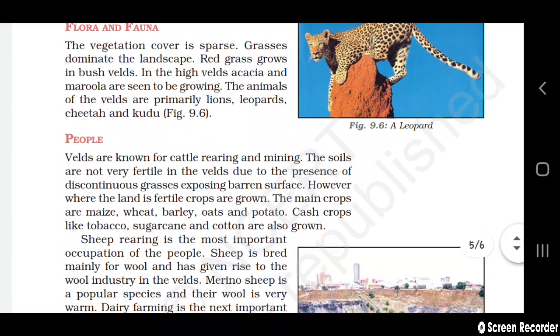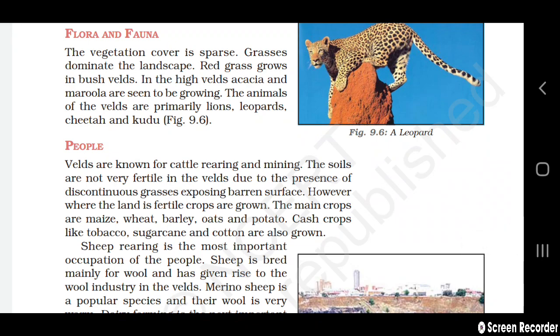Next, flora and fauna. The vegetation cover is sparse. Grasses dominate the landscape. Red grasses grow in the bush fields, and in the high fields, Acacia and Marula are seen growing. There are some other grasses too.